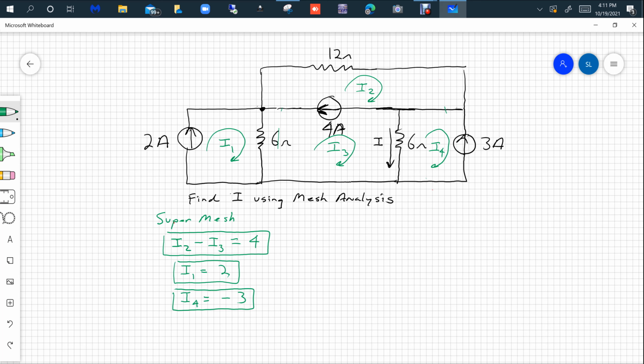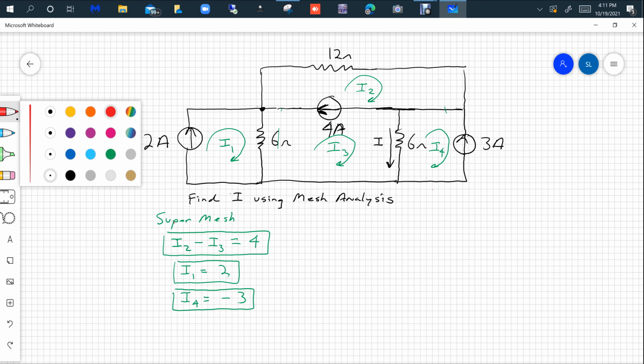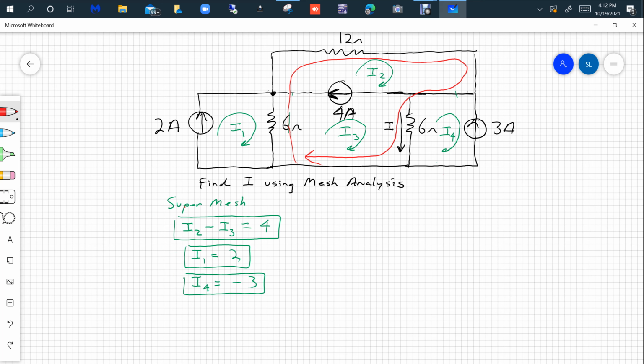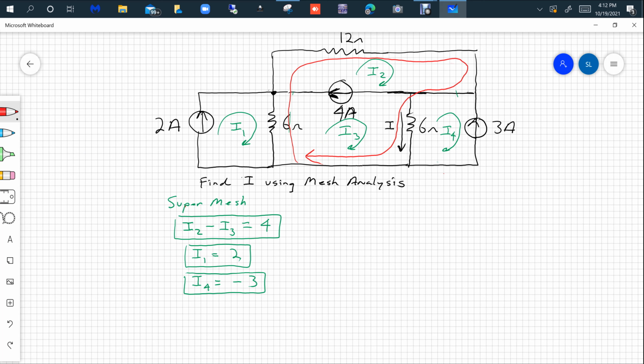Now the only other equation I need is around the supermesh. So let me do it in red so you can see where I'm going to start down here and make sure that you pick up the other elements, but do not go through any other current source. You have to be careful. That's my closed loop. So the fourth equation is simply going to be starting at the bottom left-hand corner and going around that. You have to be real careful with the currents now. I say minus 6, and the lead current there is I3 minus I1.